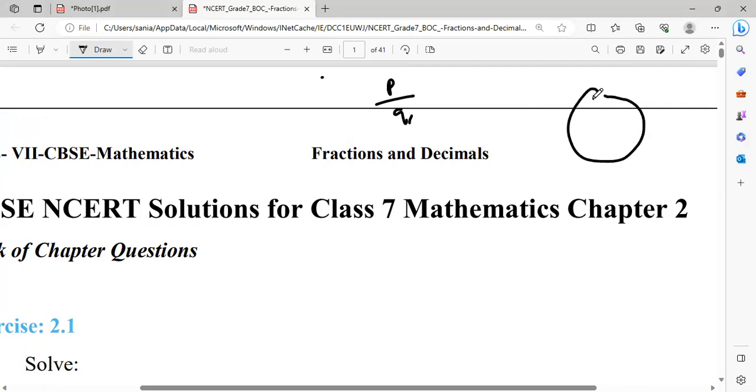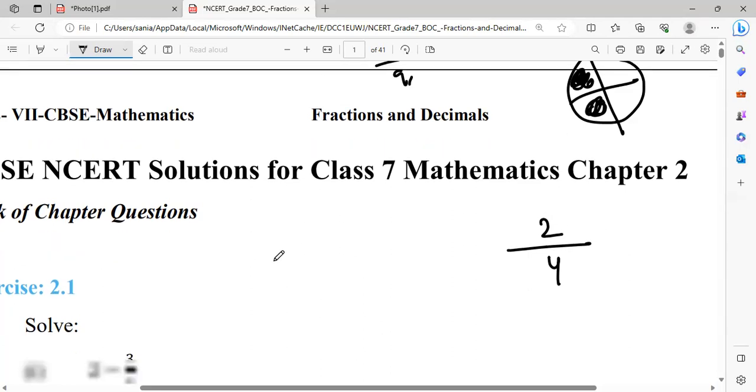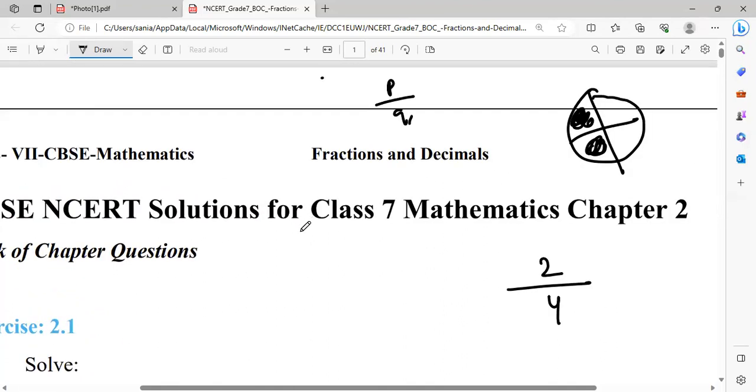For example, this is a piece of pizza. You have 4 parts. Out of these 4 parts, you ate 2 parts. So what you will say, ma'am, I had 4 pieces of pizza. From that, I ate 2. So this is a fraction. Clear? Now, this is a simple fraction basically. The first question here, you have to subtract it, for example, 2 minus 3 divided by 8.